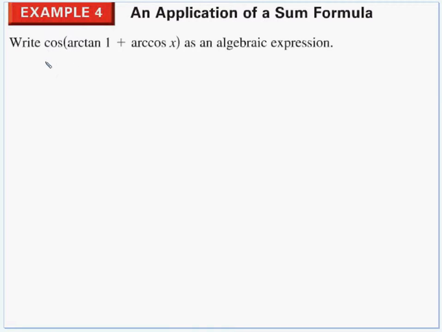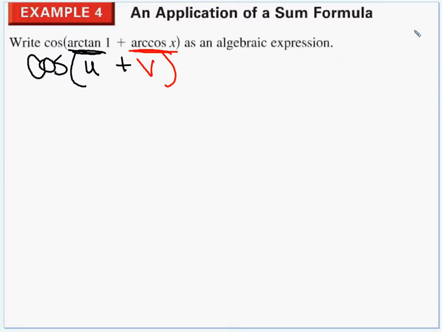Let's see here. We got the cosine of, it looks like, a sum. So let's call U this piece, arctan 1, and then V the arc cos of x piece. So we're dealing with the cosine of a sum. We know what formula we're going to be using. We got to sort of dig into the U and the V.